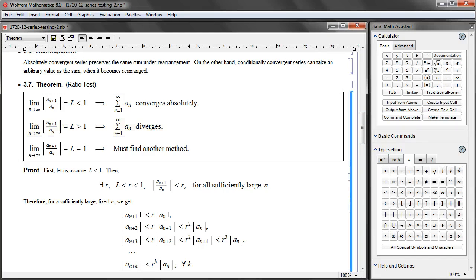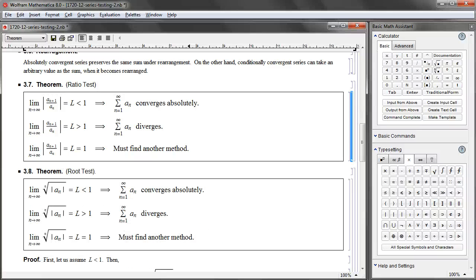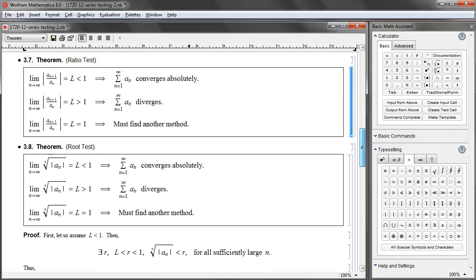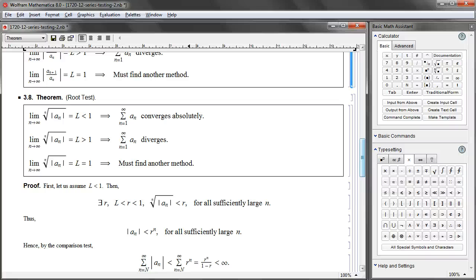Now, do we have enough time for the root test? I may be rushing a little bit, but let's do it. Here's the root test. We can do pretty much the same thing. This L is strictly less than 1, so we can find a certain R between L and 1. In other words, if n is sufficiently large, then this root will be less than R, which is a little bit greater than L. It can exceed L, but not too much. But less than R, consequently, far less than 1.